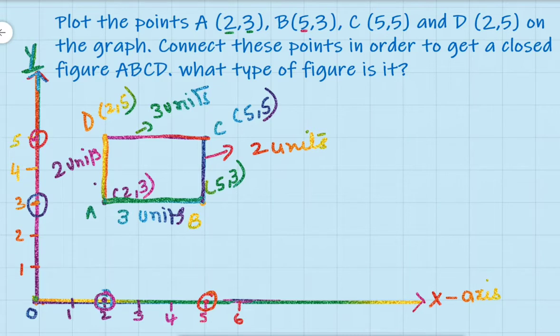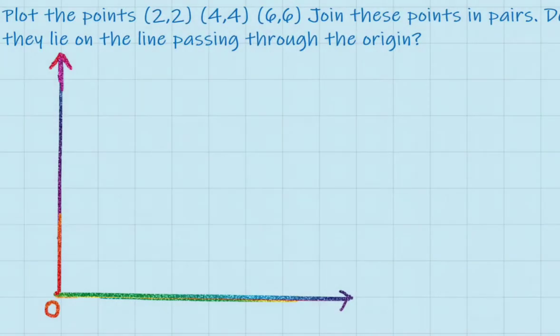So, what figure are you getting? You are getting a rectangle. So, ABCD is a rectangle. You are getting a rectangle when you are joining these. Yes, come on children. Let us see the next question.